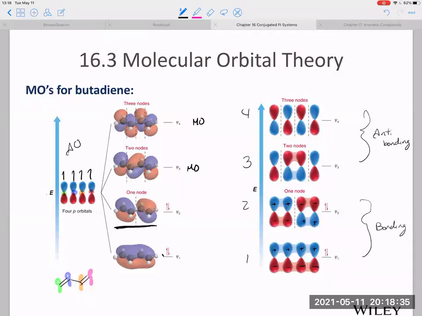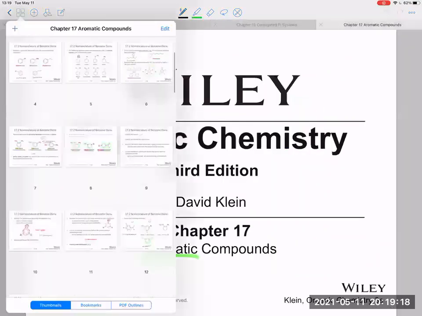The point being is look at this energy scale here. Right here, this is the energy level of a p orbital all by itself. So if I have a p orbital with an electron in it that's not in any sort of bonds, it sits at this energy level here. When they mix together to form molecular orbitals, that's where my p alone is. Bonding molecular orbitals means that it has lower energy than a p orbital all by itself. Antibonding molecular orbital means it has higher energy than a p orbital all by itself.